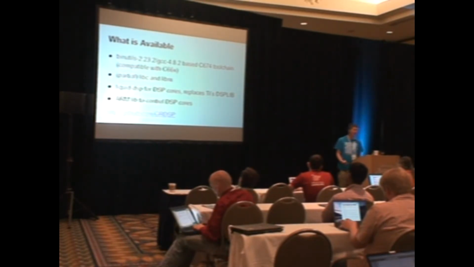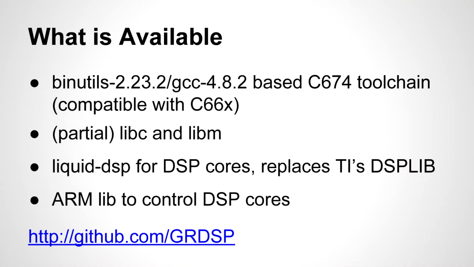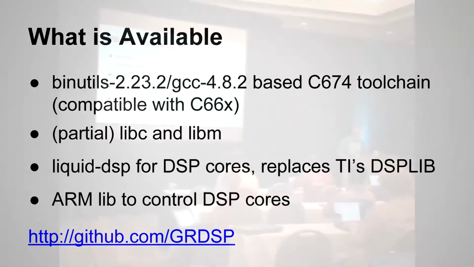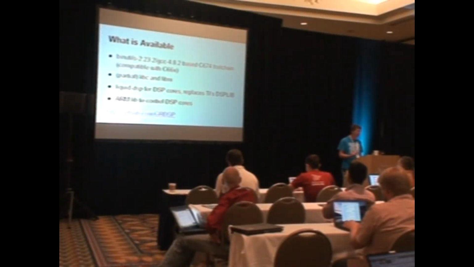So he's got toolchains, he's got libc, libm that he's built up. There's a thing called liquid-dsp, done by another guy when he was at Virginia Tech, that is a basic signal processing library. He's got an ARM lib to control the DSP cores, and I made him put all the code on GitHub. Not well organized, but it's there for you to look at. So if you want to get a Keystone board and start playing with this, we'd love to talk to you.